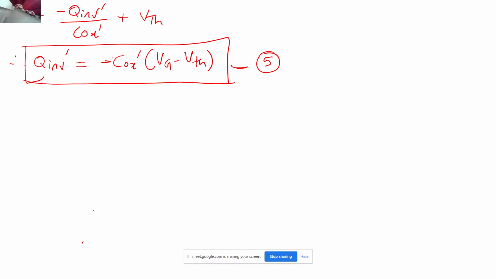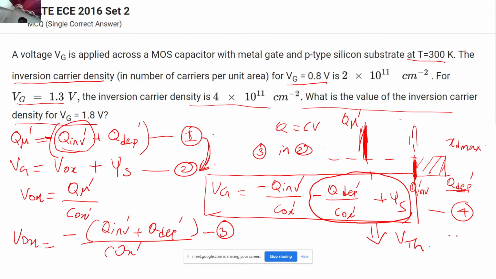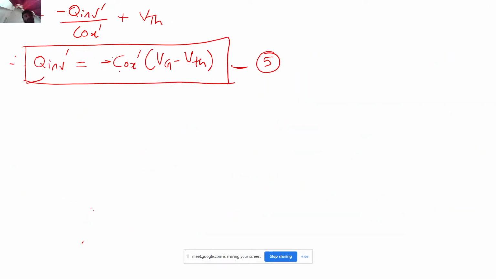Now let's see what they have given us, right? We will use the data that they have given us. For two Vg values, Vg equal to 0.8 and Vg equal to 1.3, I know the value of the inversion carrier density, right? Let me put it in and find out. I don't know the Cox dash and I don't know the Vth, correct? So I need to find these parameters to get the value of the Q inversion at a specified Vg. We are just going to get two equations, because two Vg values and two Q inversion values have been given to us.